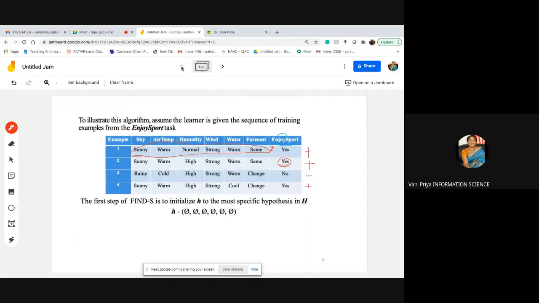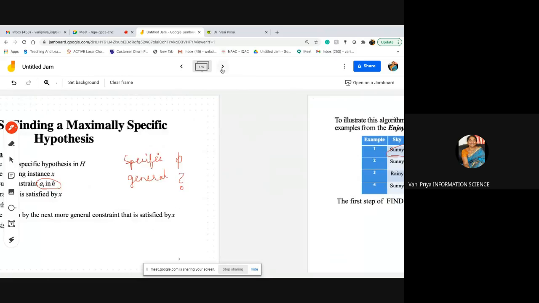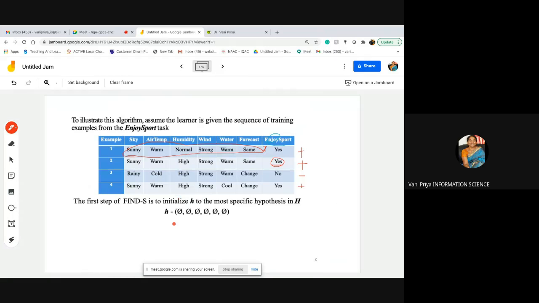So what are we doing? For each attribute constraint ai in h, if the constraint ai is satisfied by x, then do nothing. What do you mean by that? What is the constraint here?